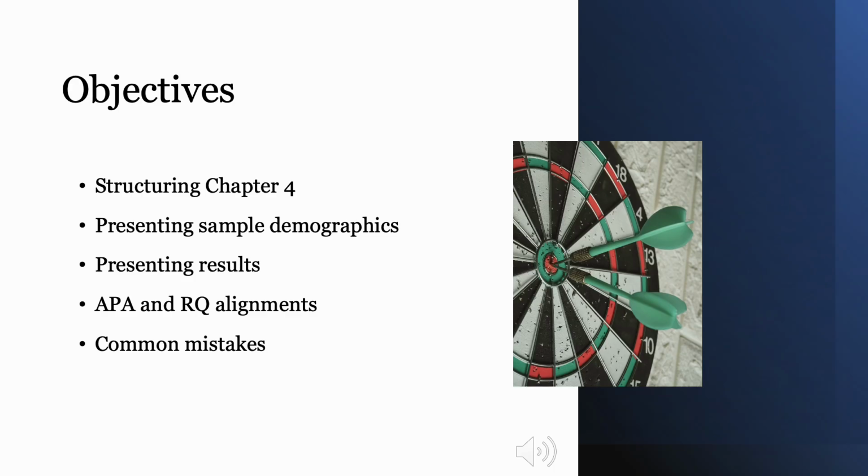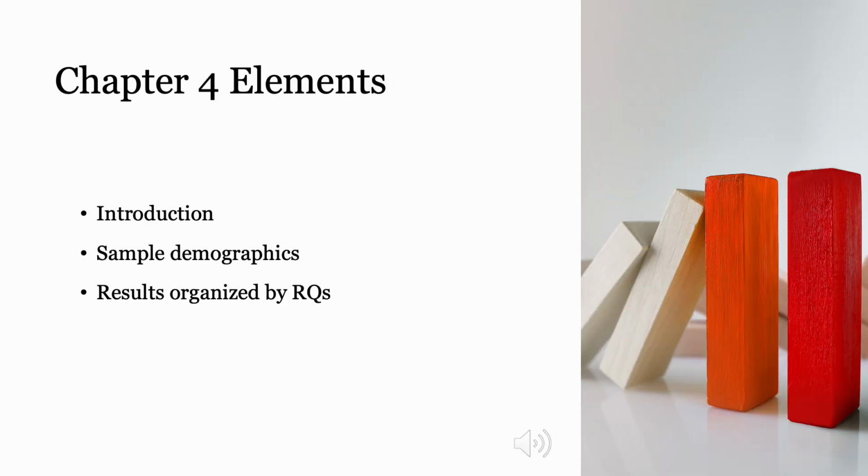By the end of this presentation, you should be able to do all of the following. First, you will understand the major components of a strong quantitative Chapter 4 and how they fit together. Next, you will learn how to describe your sample and present quantitative results clearly and objectively. Finally, we will review APA guidelines, alignment with research questions, and common mistakes to avoid when writing quantitative results.